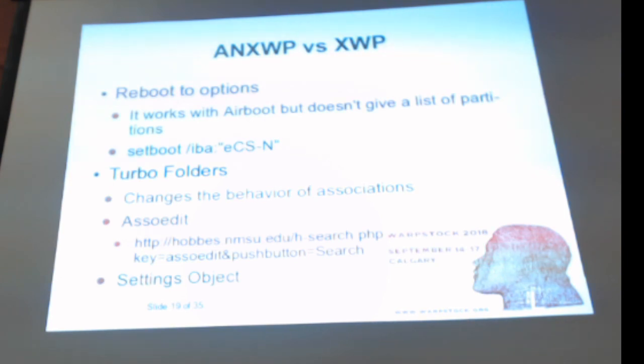Turbo folders is another one. It changes the behavior of associations. It's associated by type instead of by extension, and then you have to go back in and associate the extensions with the type once you've made this change. It's probably something you want to avoid. It does speed up some folder behavior a little bit, but probably not worth the grief that it creates with the way the associations work.